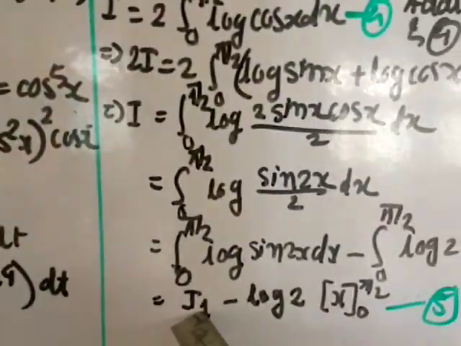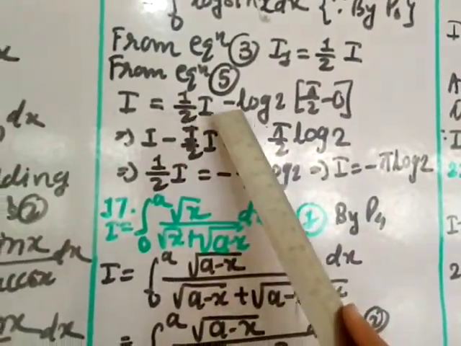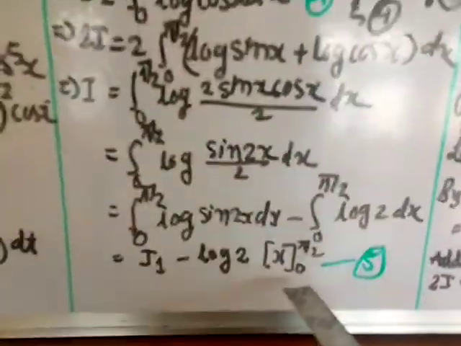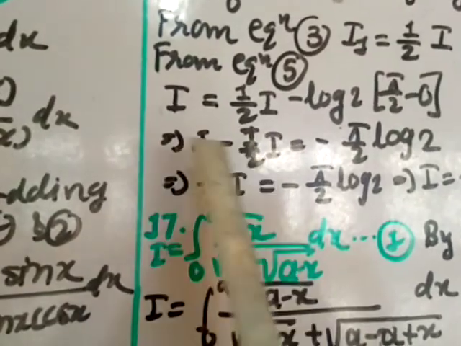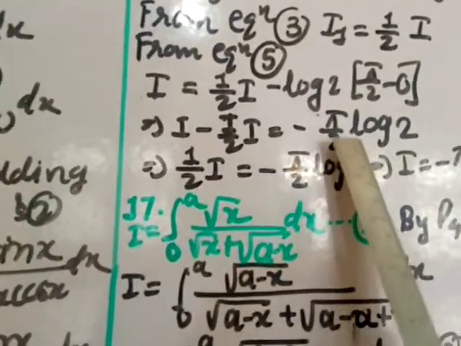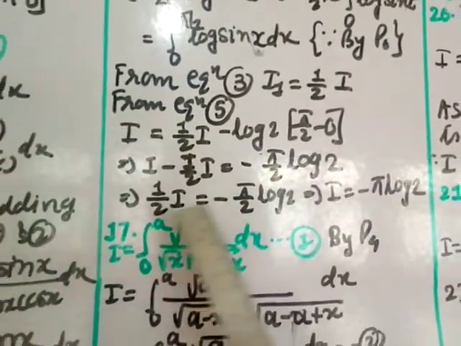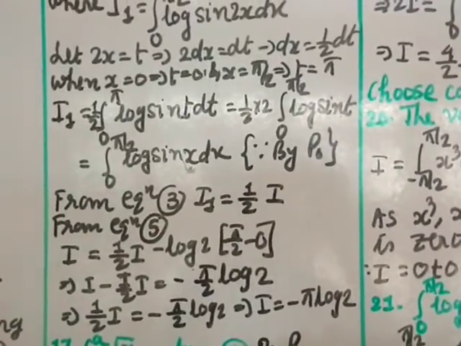Now take equation 5, that is this one. I is equal to, instead of I1 you place the value 1 by 2 into I, minus log 2, and I am just putting the value pi by 2 minus 0 here. Then 1 by 2 I transfers here, it becomes negative. Take LCM, 2 minus 1 gives you 1 by 2 I, and this side is minus pi by 2 log 2. So the I value is minus pi log 2. So that is the answer for question number 16.